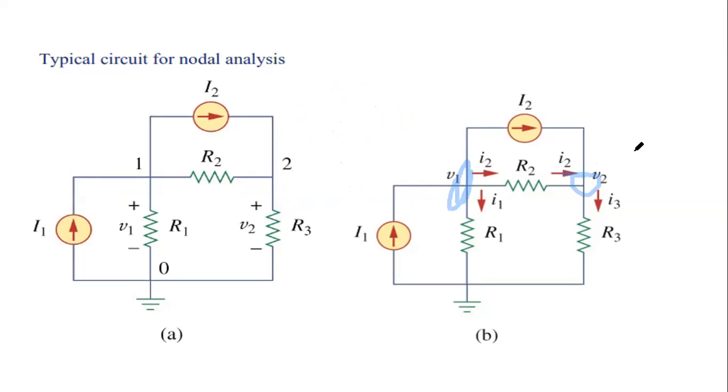As similar to mesh analysis. In mesh analysis also, we have current I1 in mesh 1, current I2 in mesh 2. So there we go for currents. Here we will go for voltages. But in mesh analysis, we go for KVL. Here we will go for KCL. So in nodal, we will write KCL, Kirchhoff's current law.